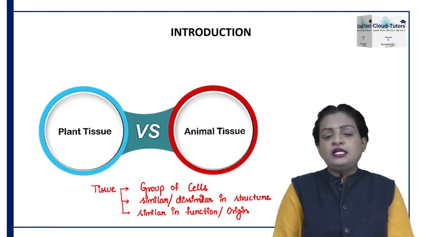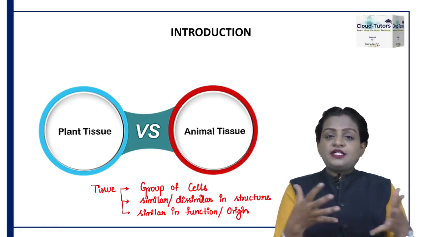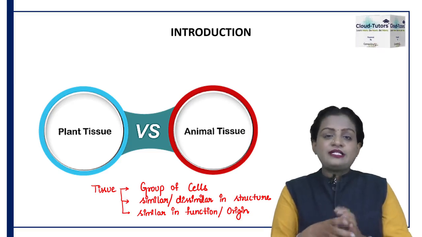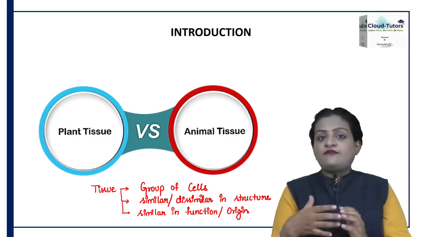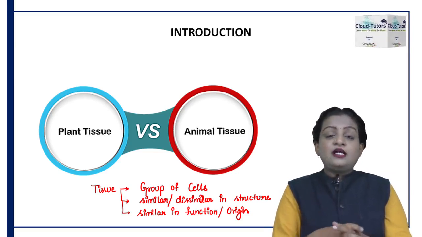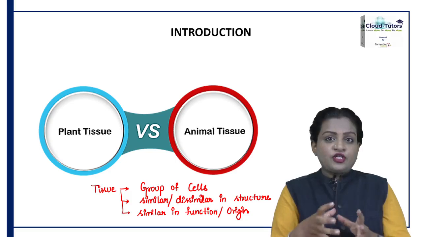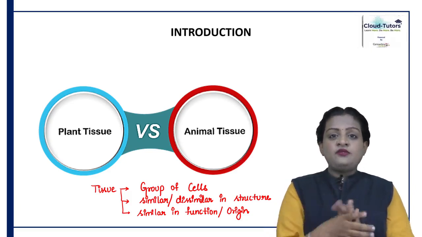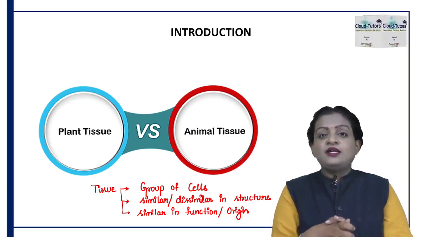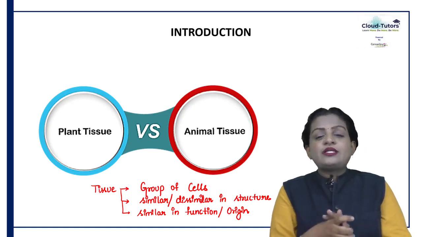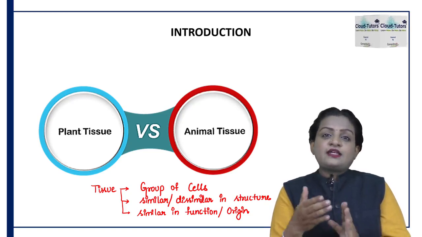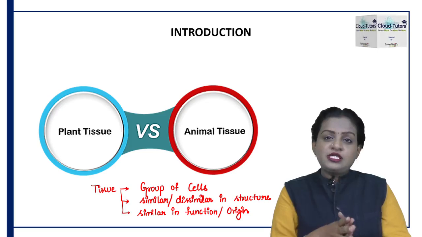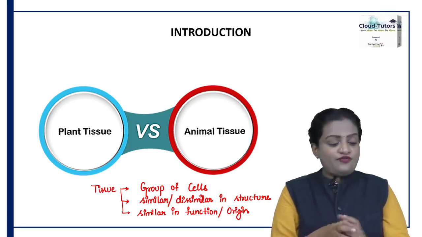For example, if I take tissues in humans, there are many tissues. Let me take the example of blood. Blood is a fluid connective tissue, but it is made up of many types of cells. We have red blood cells, white blood cells, platelets, etc. So the structure of cells in this tissue is not similar, but they all follow a similar function, that is transporting. They transport substances from one place to another. Second function is immunity, etc. Similarly, in plants also we have tissues, and we have categorized the tissues as follows.